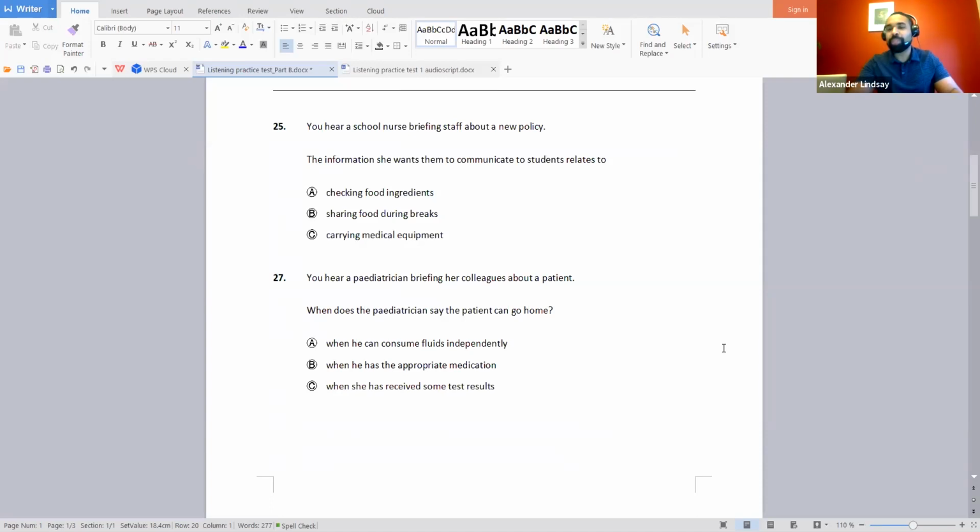To observe, check is probably a little bit more active than observe. If you observe something, that's more of a passive thing. If you're checking, you're actively getting involved. But yeah, okay, some good suggestions here. So let's listen then, and see which one is correct. A, B, or C.